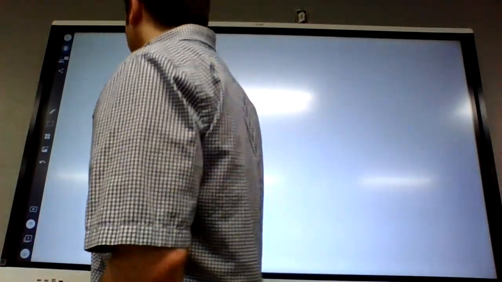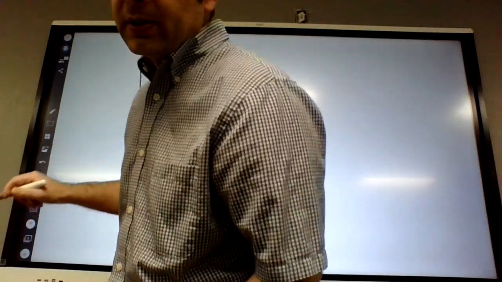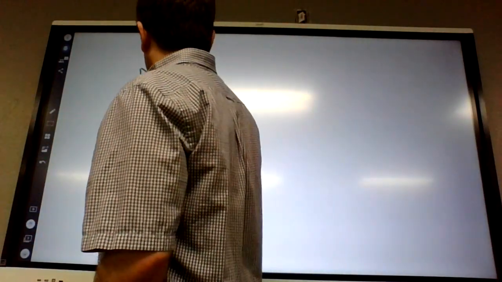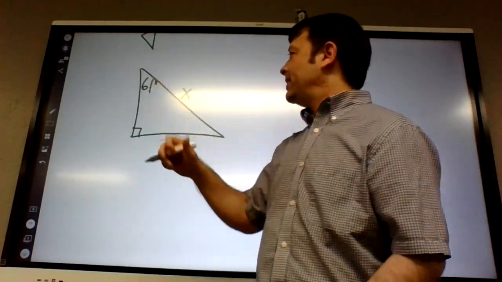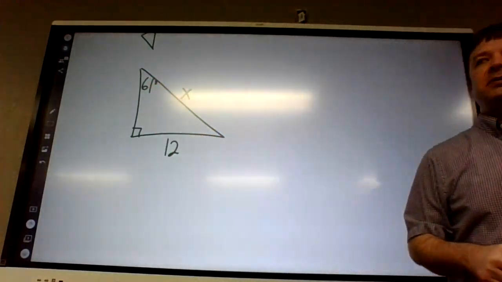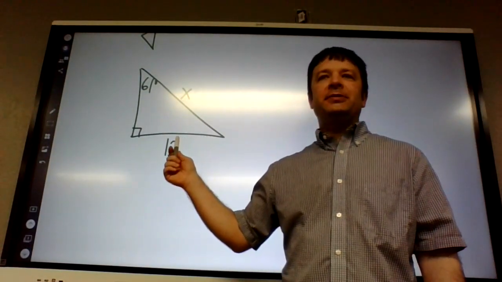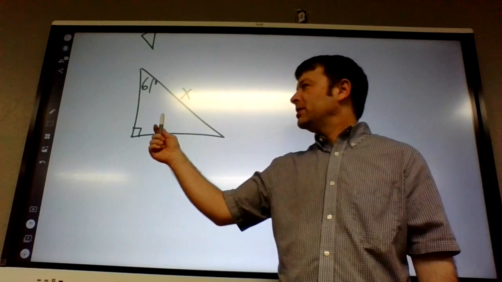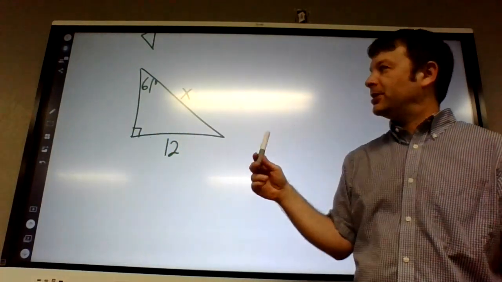Okay, so we're supposed to find the missing thing in the bottom. We got 61, a 12, and an F. So, how do we find X in this picture right here, Carson? Can we use Pythagorean theorem to do it? No. Because we need at least two sides to do Pythagorean theorem. So we got to use trigonometry.